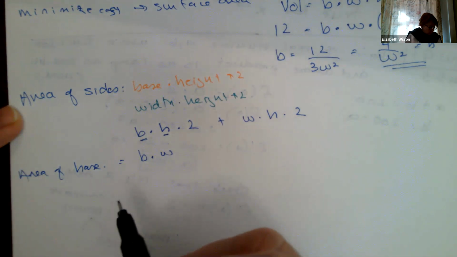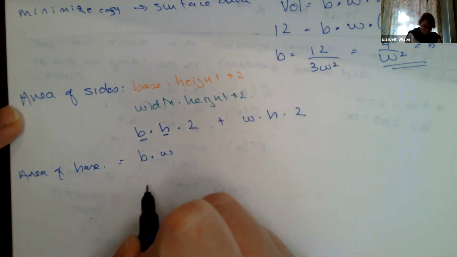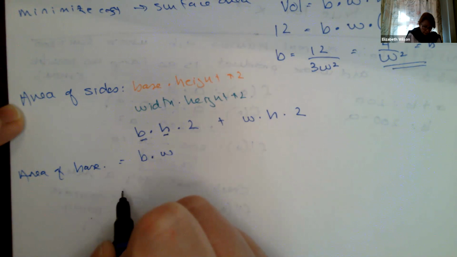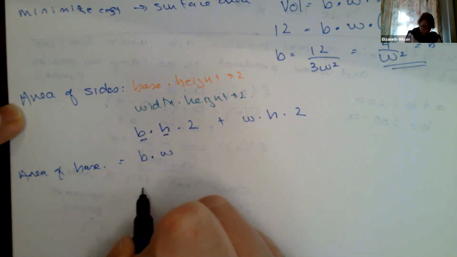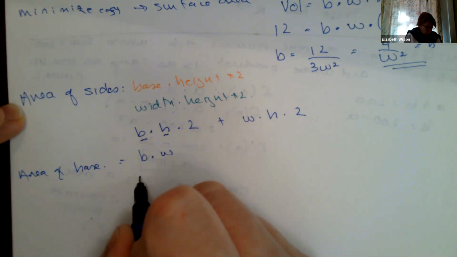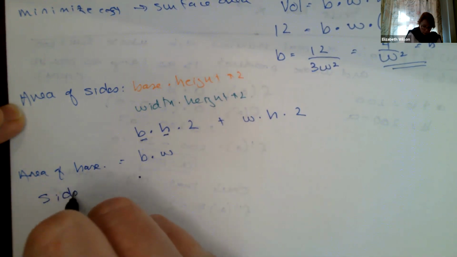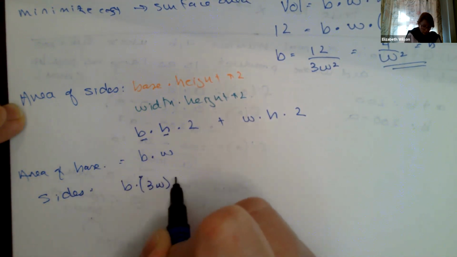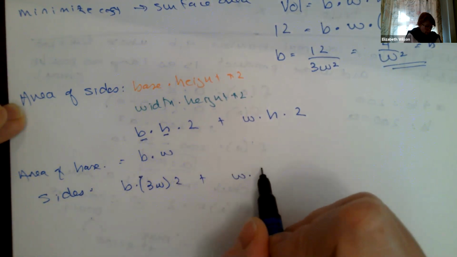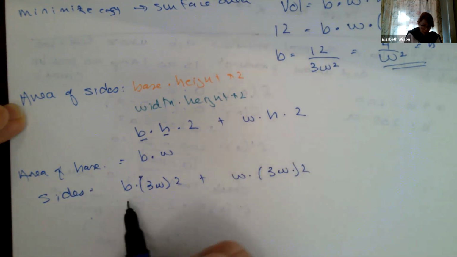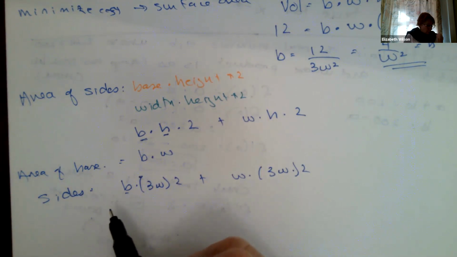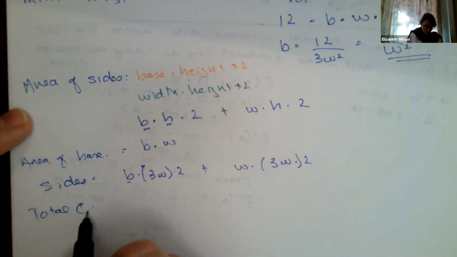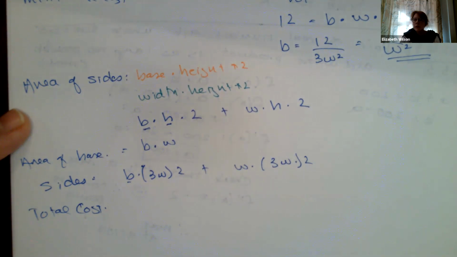So let's see, area of the sides. Let's start adding things up. How am I going to think about it? Let's see, so this is going to be sides. Let's do sides again. I'm just trying to think about how I want to do this. So this is going to be base times 3W times 2 plus width times 3W times 2. And then I can substitute this in here for W over W squared. And then let's add in our total cost. Sorry.